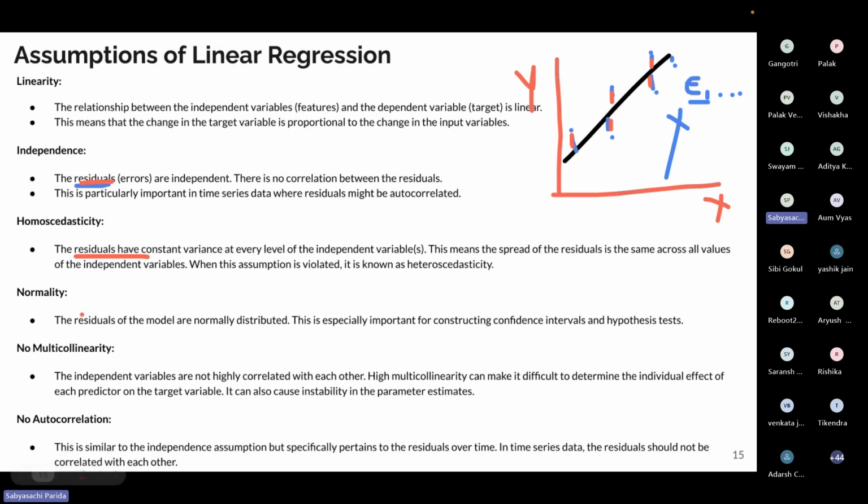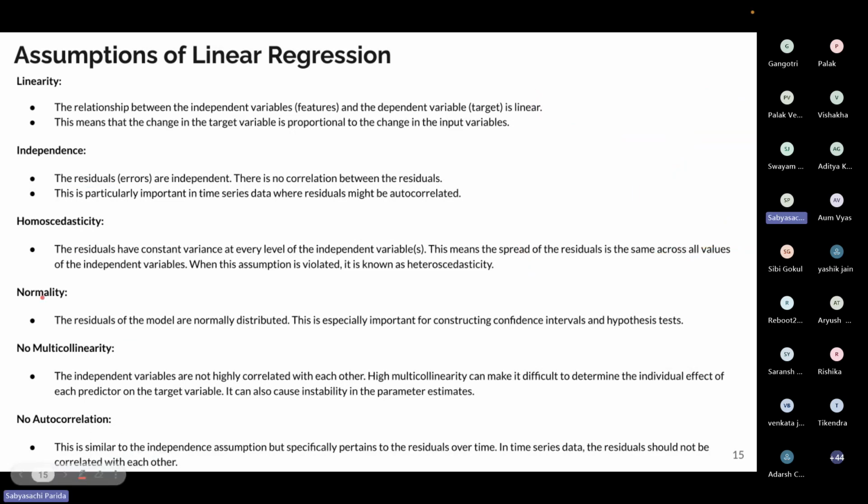The other thing is homoscedasticity. That means the residuals should have a constant variance at every level of the independent variable. If I plot all these residuals, they should not be too widely distributed. That means the variance between the error terms needs to be constant at all points of time. So the residuals need to be independent, and they need to have a constant variance. If they don't have a constant variance, then it is called heteroscedasticity.